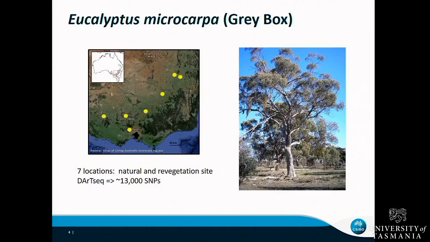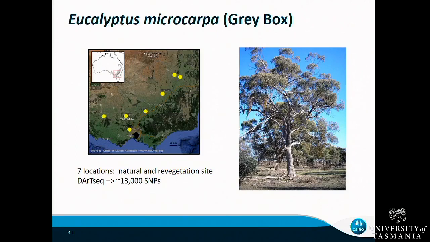So I'm loving the box gum grassy woodland theme that we've just got going, especially today. So to add to the collection, this is Eucalyptus microcarpa, grey box, again across that southeastern corner of the mainland, agricultural area, extensively cleared, highly used in revegetation plantings to ameliorate that habitat loss. So made a really nice test case for some of these questions. So at 7 locations, I sampled a natural remnant as well as a revegetation site. And again, using DArTseq, as many others, had about 13,000 SNPs to compare diversity between these pairs of sites.